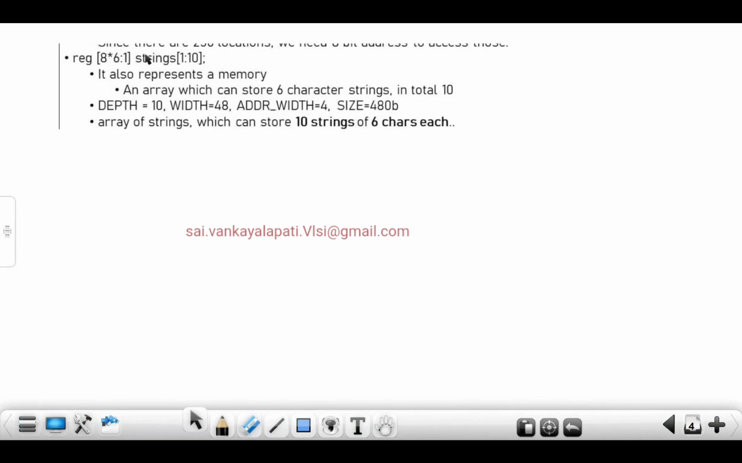This is the way we write it, and this also represents one memory itself. To store each character we need how many bits? 8 bits, which is 1 byte. How many characters can it store? 6 characters. So for a 6-character string, the depth is 10, the width is 48, and the address width is 4. It is an array of strings which can store 10 strings of 6 characters each. So this is another way you can represent the memory.